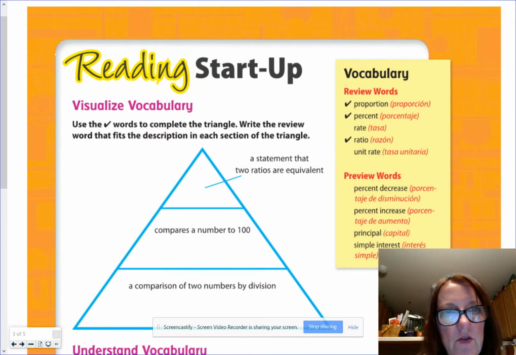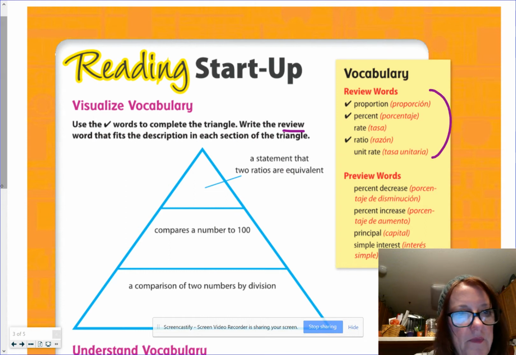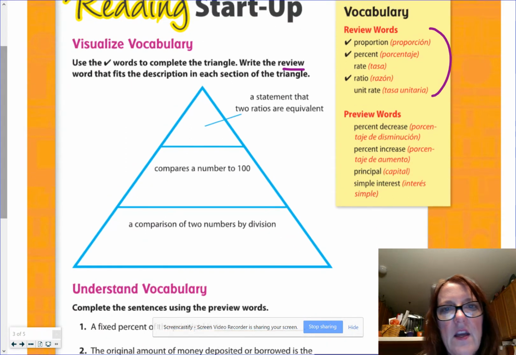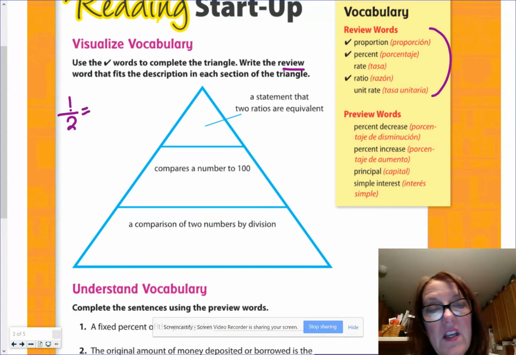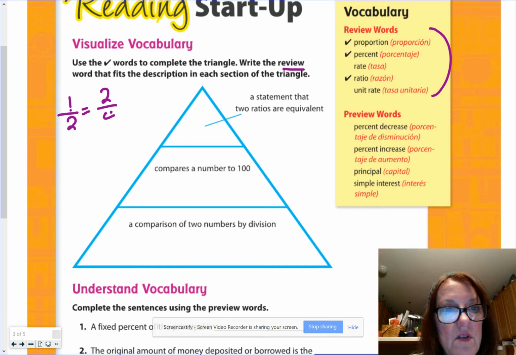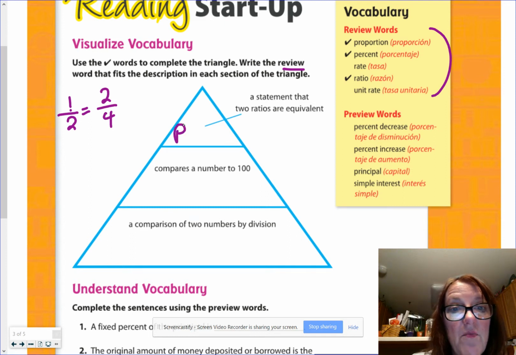It says that you should be able to use the review words that fit these descriptions. So here's your review words to choose from. Let's see what you got. Okay. A statement that two ratios are equivalent. That's like saying fractions that are equal to each other. So for example, 1/2 equals 2/4. Two ratios, fractions, they're equivalent, meaning they have the same value. This is what a proportion is.